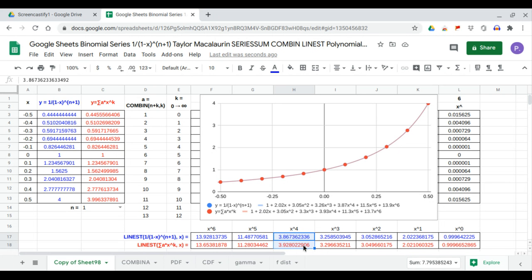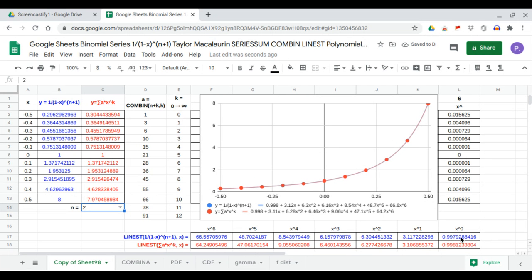3.87x to the fourth, and 3.93x to the fourth, 11.5x to the fifth, and 11.3x to the fifth, 13.9x to the sixth, and 13.7x to the sixth. At n equals 2, this is our expansion coefficients. They differ here, and this value will be at the 8th degree, and this value will be at the 10th degree.